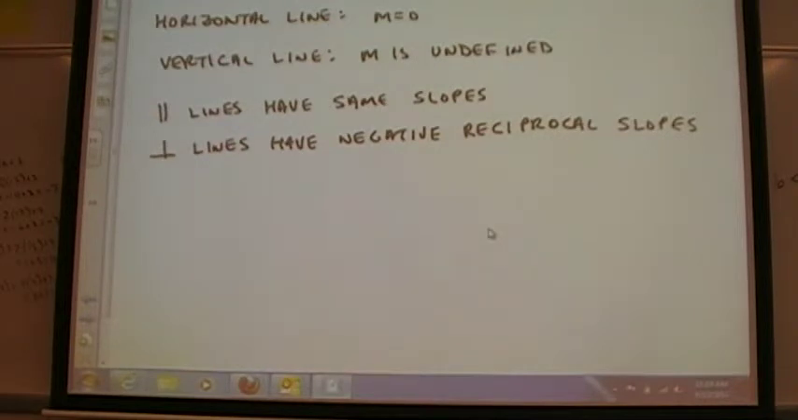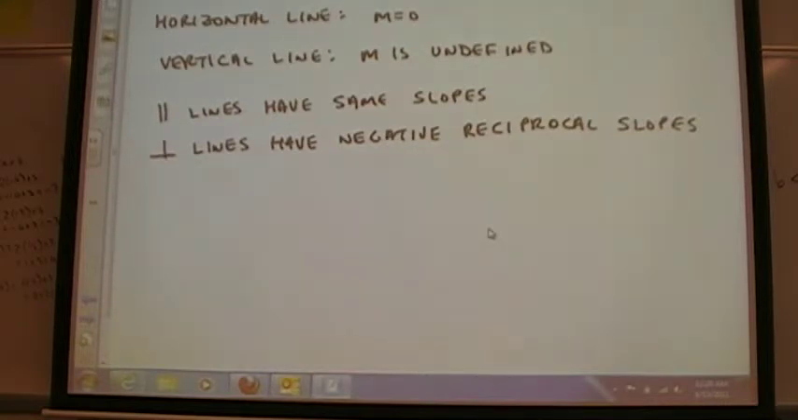Write this down. We know that horizontal lines have a slope of 0. We know that vertical lines have an undefined slope. Because if you were to use your slope formula for a vertical line, where would you get 0?